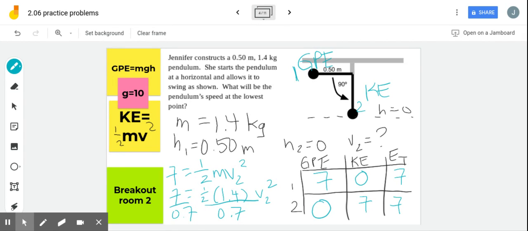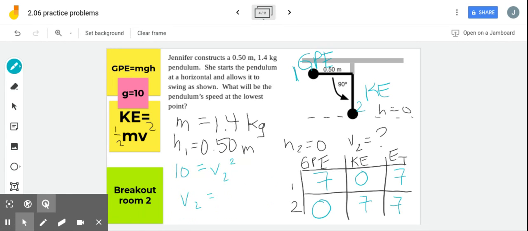Let me just pause and erase. Okay, so as a reminder, I have 10 over here because I did 7 divided by 0.7, which is 10. And then I take the square root, which I should have done while I was on pause, but I didn't. The square root is 3.16. We'll call it 3.2 meters per second.